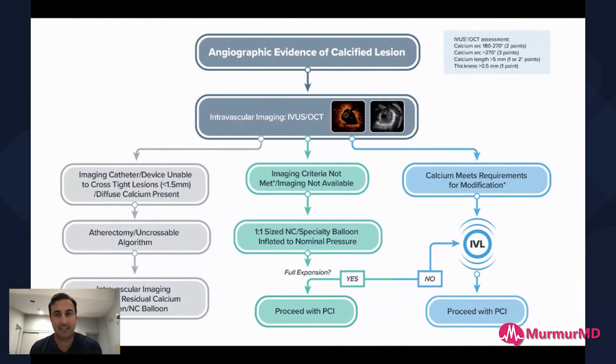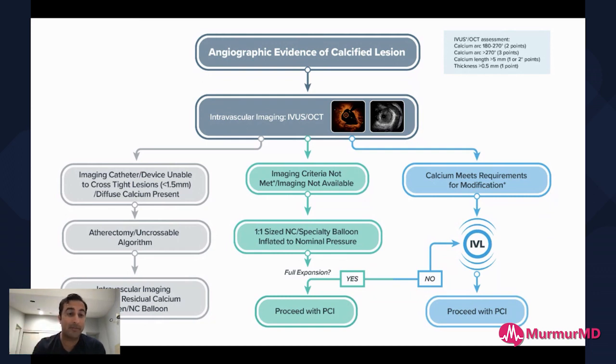This is a nice little thing Dr. Robert Riley shared with me. I think this is a really nice algorithm. Basically, it starts with imaging, and you use your IVUS and OCT assessment. You look at calcium arc, calcium length, and thickness. If you have your 5 points, you're more than likely going to benefit if you use some kind of calcium modification technique.